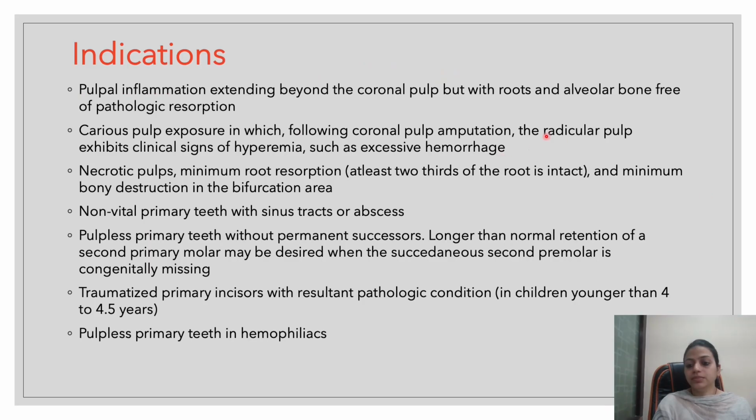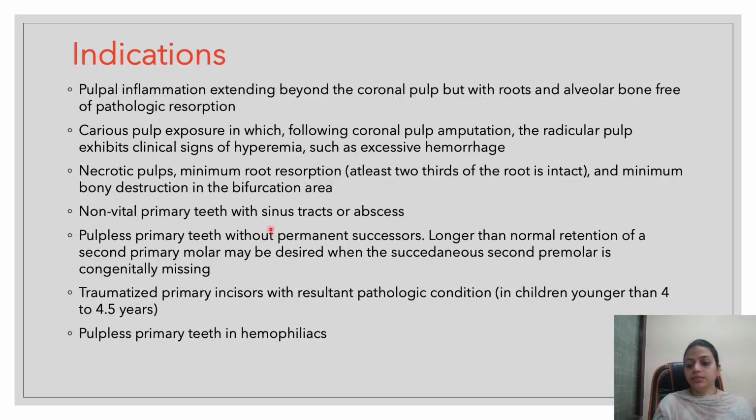Indications are pulpal inflammation extending beyond the coronal pulp, but with root and alveolar bone free of pathologic resorption. There should not be any internal or external resorption. Carious pulp exposure, in which following coronal amputation the radicular portion exhibits clinical signs of hyperemia, or if there is excessive hemorrhage which we cannot control. Necrotic pulp, minimum root resorption and minimum bony destruction in the bifurcation area is also an indication.